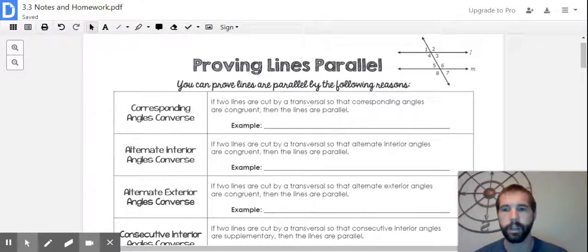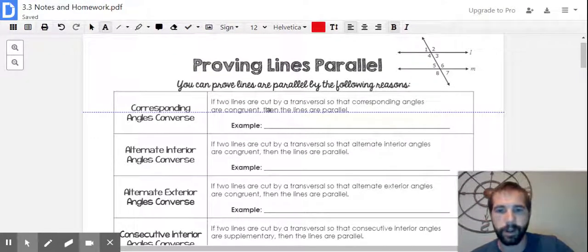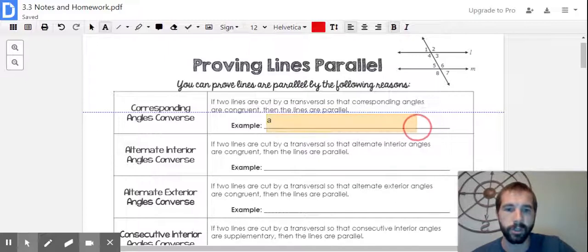So the first one is the corresponding angles converse. The corresponding angles converse says that if two lines are cut by a transversal so that the corresponding angles are congruent, then the lines are parallel. Okay, so we're just basically saying it backwards. We're not saying that the lines are parallel. We're saying if the corresponding angles are congruent, then the lines are parallel to each other.